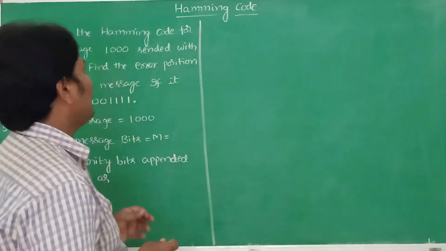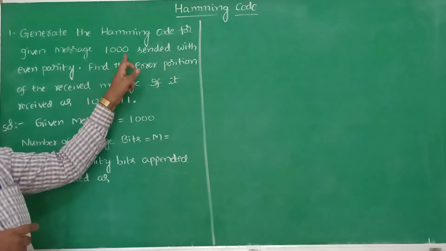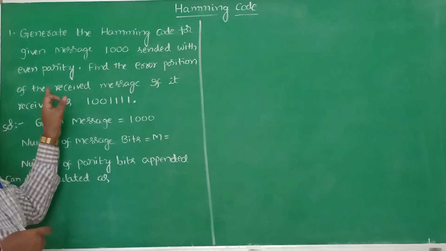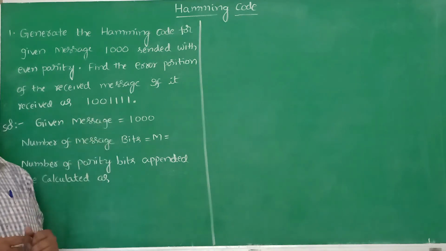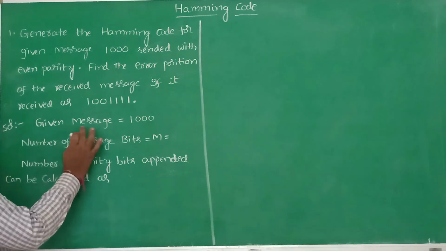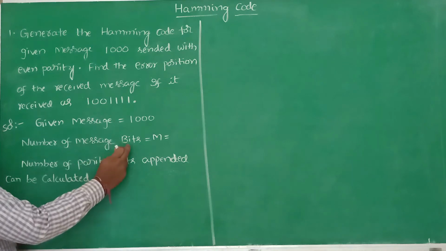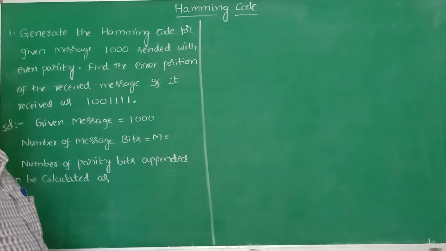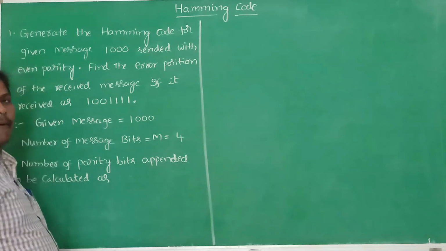Now we can go for one example problem. Generate the Hamming code for the given message 1000 sent with even parity. Find the error position of the received message if it is received as 1001. The given message is equal to 1000. For the number of message bits, we have to count the number of bits in the given message. So 1, 2, 3, 4. So 4 bits are there.